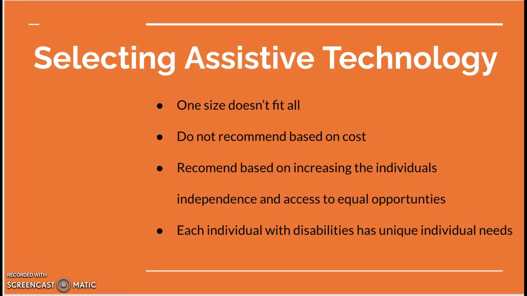Each individual that has disabilities has unique individual needs, and so when we're selecting assistive technology, it really needs to be selected based on that specific individual's needs alone and not factoring in anybody else's needs, because it's really there to support the student's independence and allow them to have that equal access.